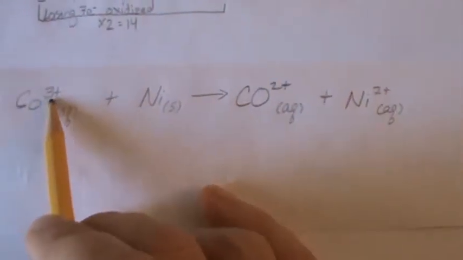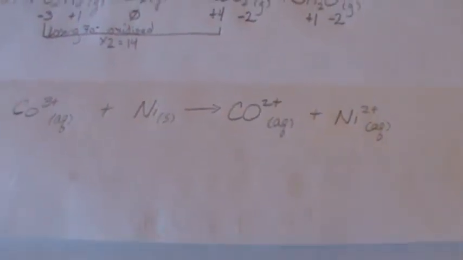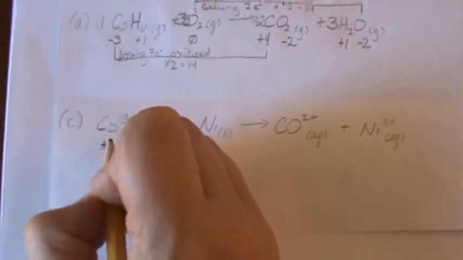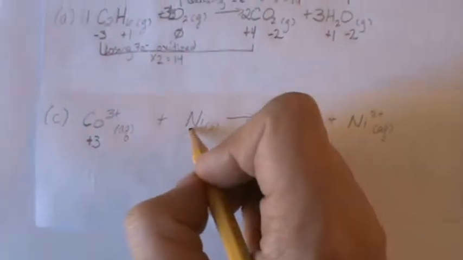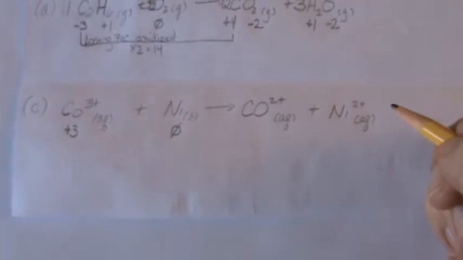Now let's look at C. C is already in ions because we're dealing with an aqueous medium. Somewhere in this bunch there are some negative ions too, maybe chlorides or nitrates, but we haven't included them because they're just spectator ions. Let's take a look at our oxidation states. Here, our cobalt is in a +3 oxidation state. The nickel is in its elemental form, so it has an oxidation number of 0.